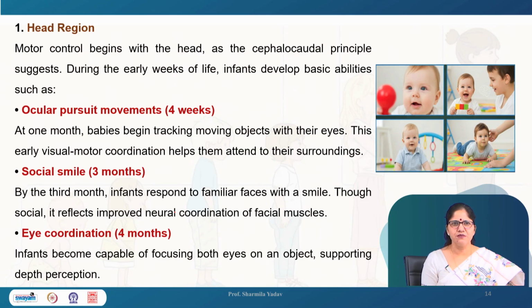Social smile, 3 months. By the 3rd month, infants respond to familiar faces, for example, caregivers and parents, with a smile. Though social, it reflects improved neural coordination of facial muscles. Eye coordination, 4 months. Infants become capable of focusing both eyes on an object, supporting depth perception.